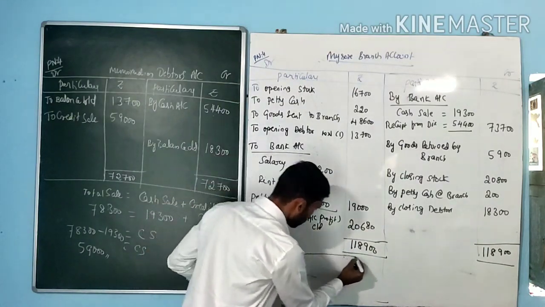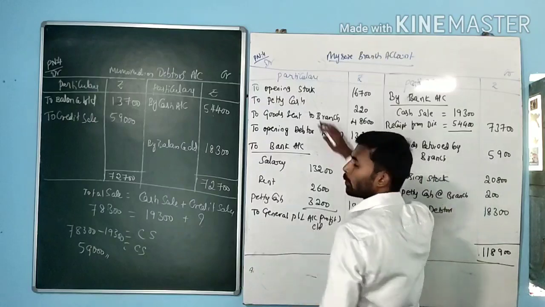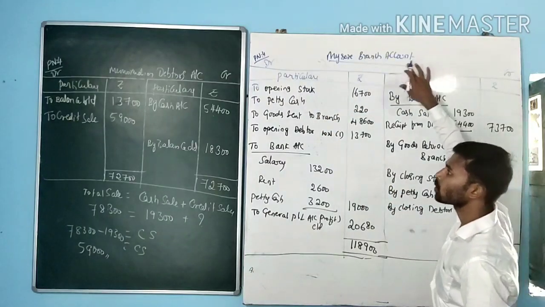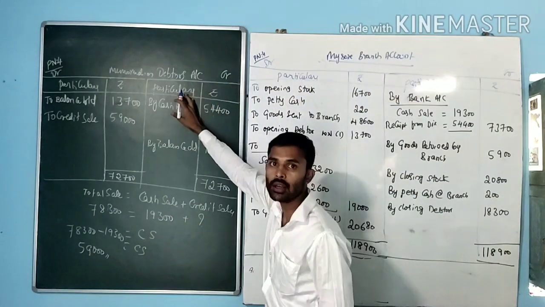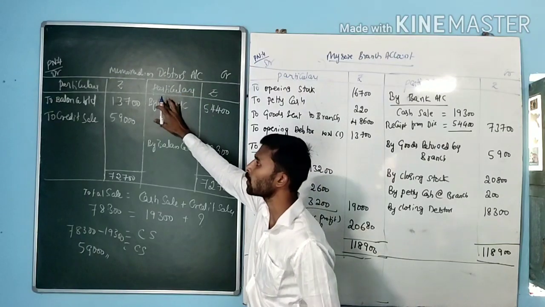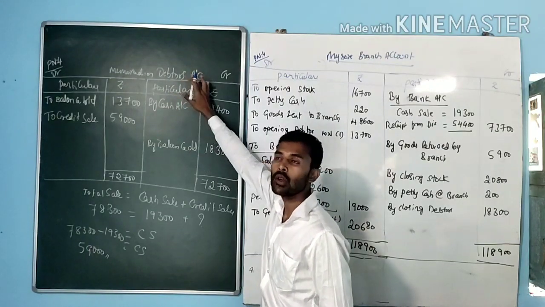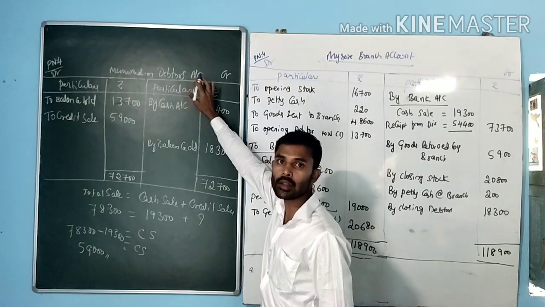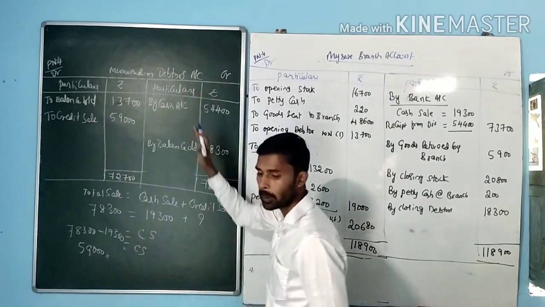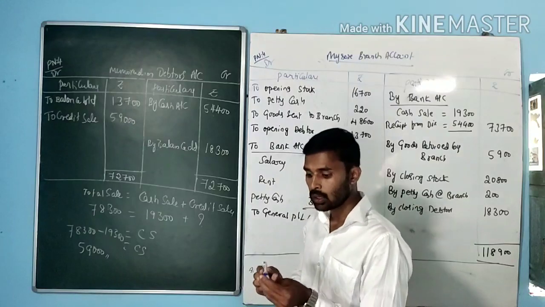How to prepare the branch account: debit all expenses, credit all income and gain. So if any information is missing, we have to prepare the account to find it. Your missing information is opening debtors, so open the memorandum debtors account, then you can calculate the opening debtors, right? Thank you so much.